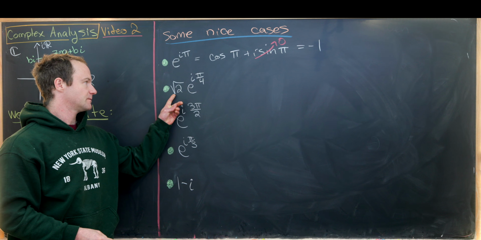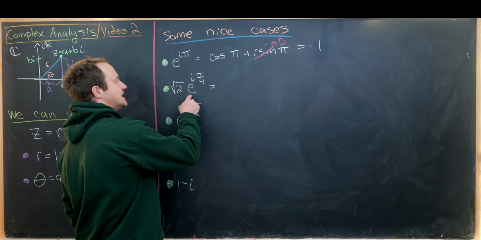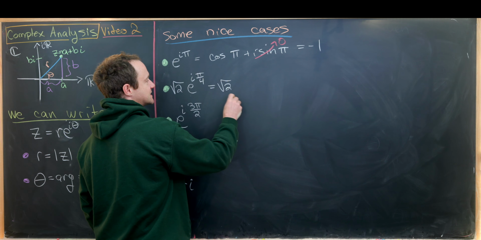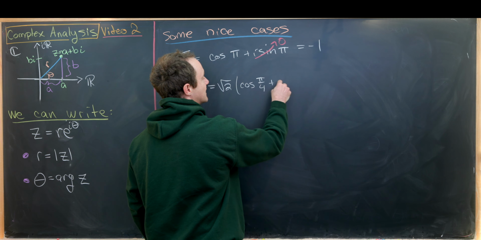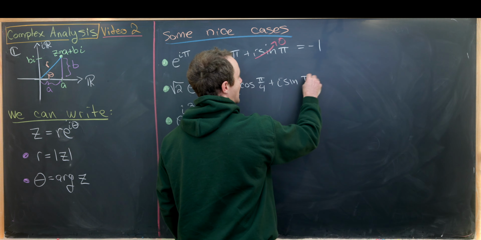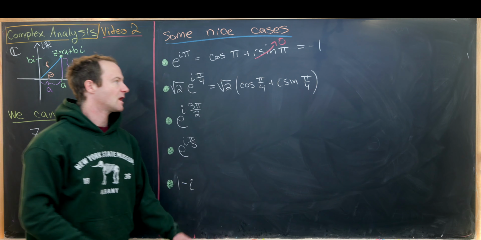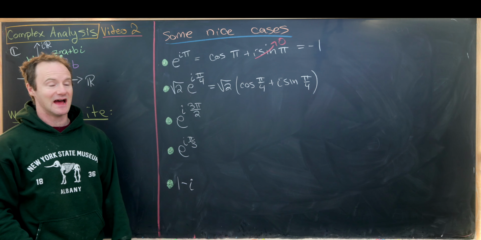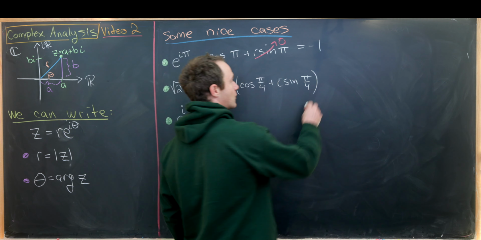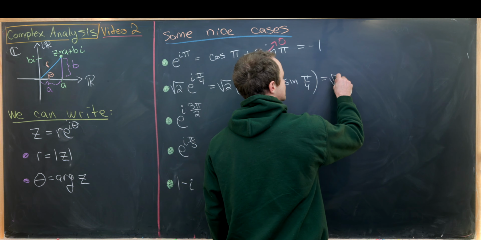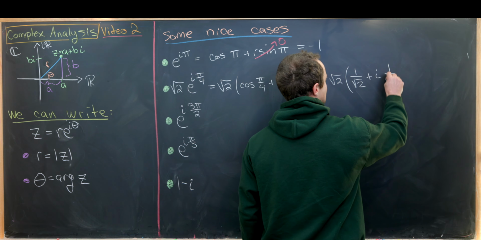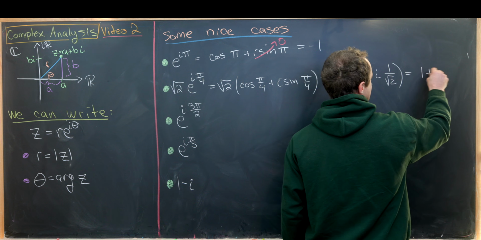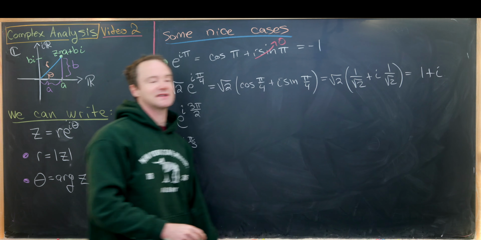Now let's look at this one. We have the square root of 2 times e to the i pi over 4. So that's the square root of 2 times cos pi over 4 plus i sine pi over 4. But let's recall that cosine and sine have the same value at pi over 4, and that's 1 over root 2. So that gives us root 2 times 1 over root 2 plus i times 1 over root 2. In other words, this is just the number 1 plus i.